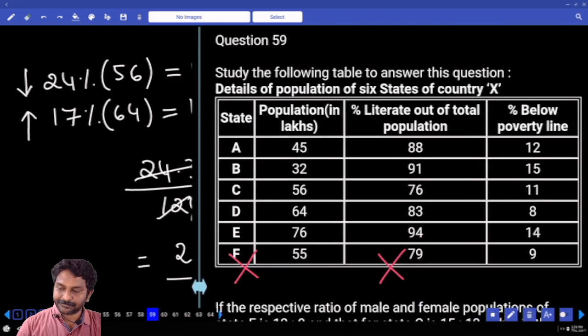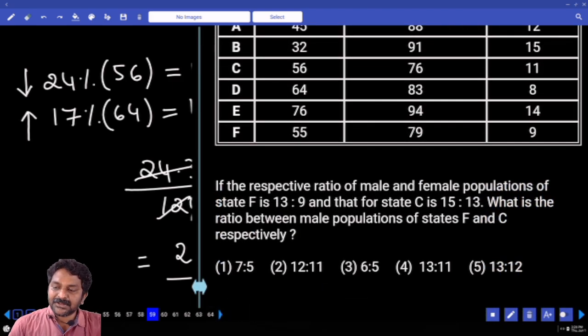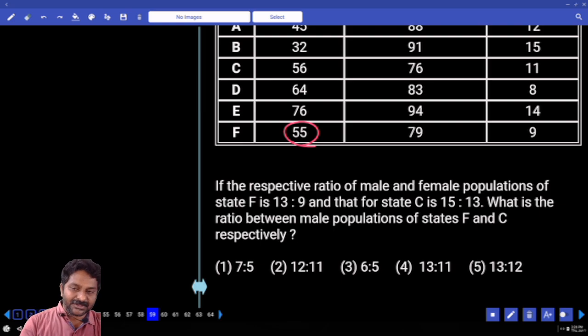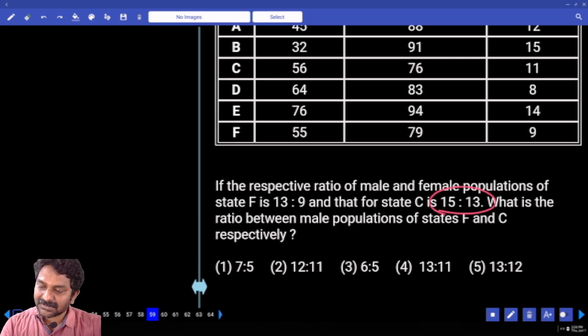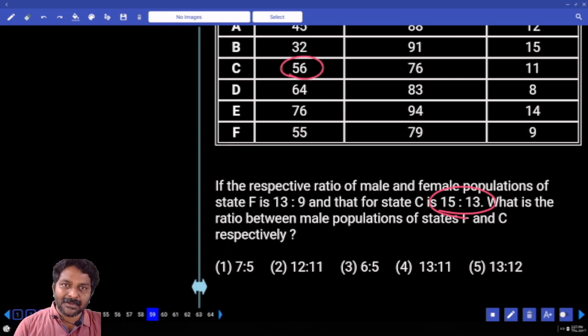Right, next. If the respective ratio of male and female population of state F is 13:9, in total how much is the population? And how many parts do we have? 22 parts is equal to 55. Each part is 2.5 times. Right. Let's not calculate, let's do it later. And in state C, the population ratio is 15:13. How many parts, and what is the population? Which is exactly double, right?